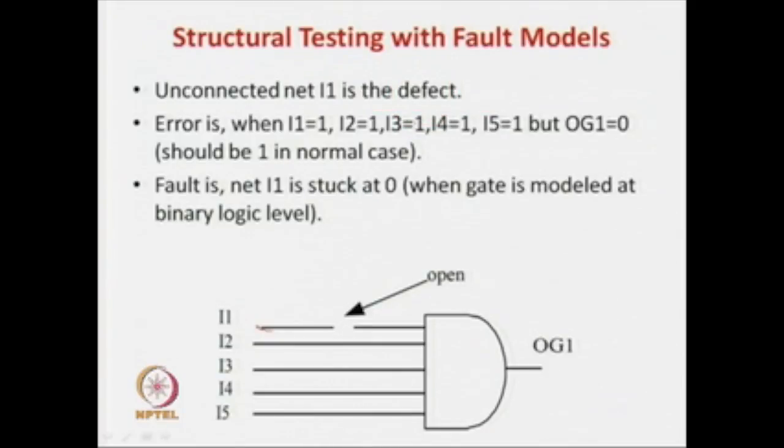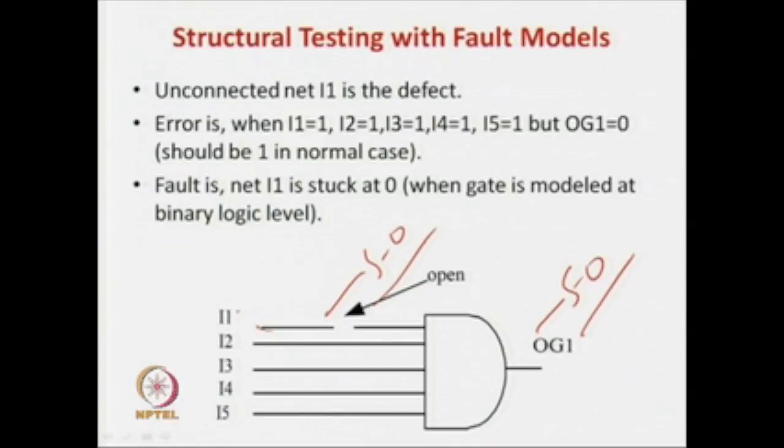Now, what is an error? An error is actually the representation of this defect. In this case, if you apply all 1s, then the answer should be 1 in the normal case, but in the error case it is 0. So, the error represents the manifestation of the defect. Now I can say another way that there is a fault. The error is the manifestation of the defect, and the fault is the logical representation. You can say that this net is stuck at 0 and also this net is stuck at 0, because whatever value you apply, this net can never be 1 and this gate can never be 1.